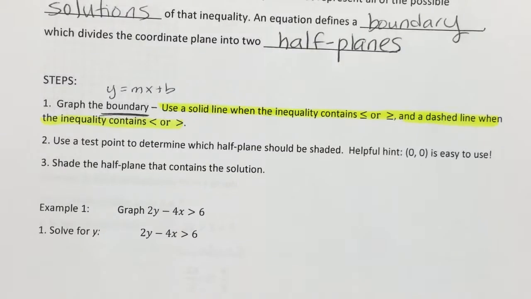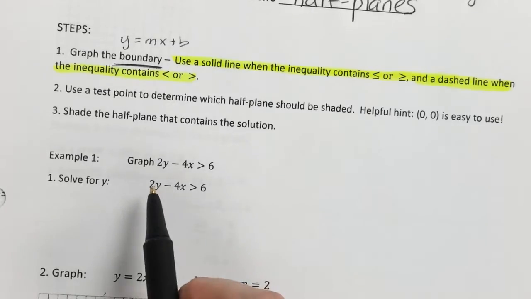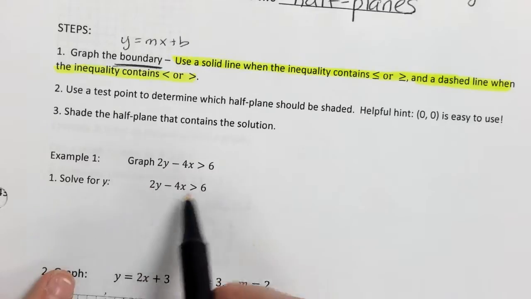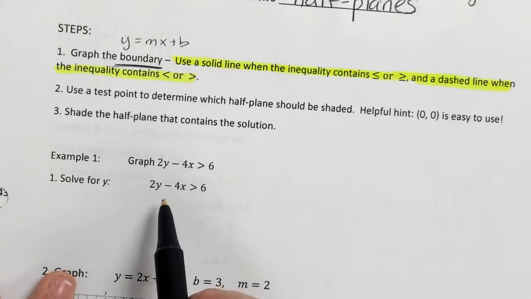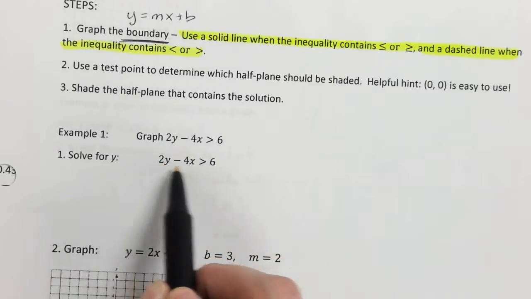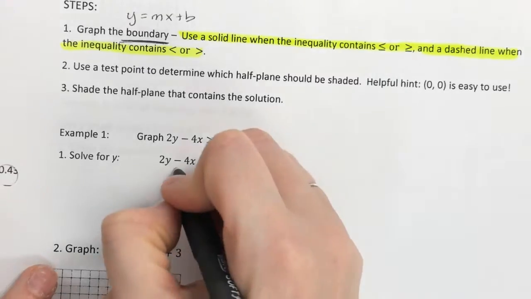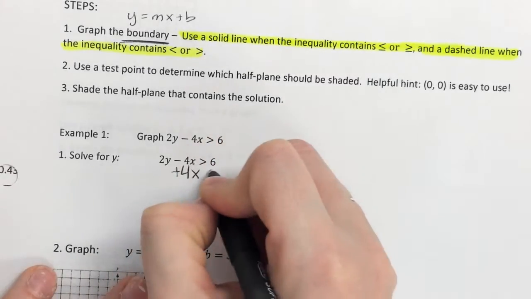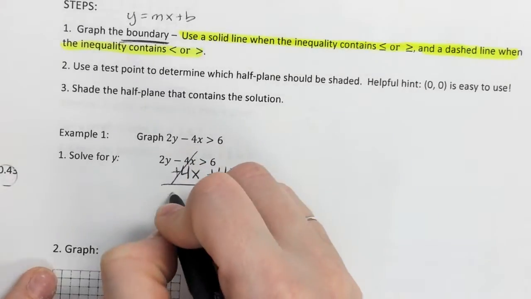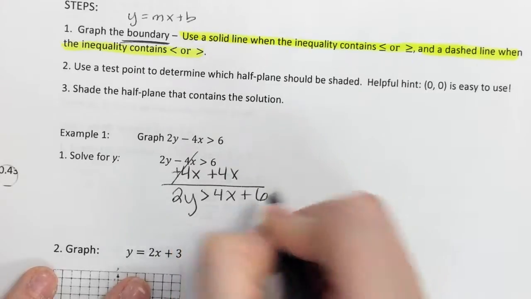Okay, so let's go ahead and do example 1 together. We have: solve 2y minus 4x is greater than 6. The first thing we need to do is get it in slope-intercept form. So what do I do first to get this in slope-intercept form? Anthony? So I have 2y is greater than 4x plus 6.